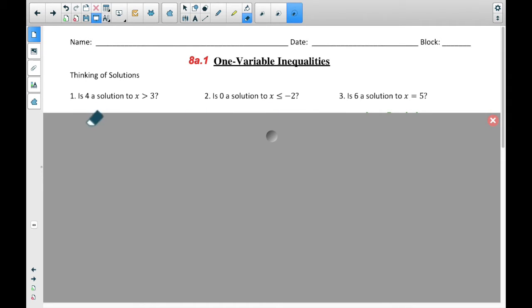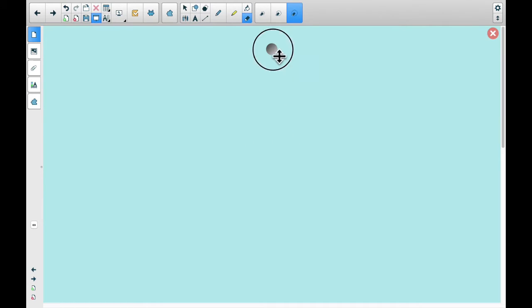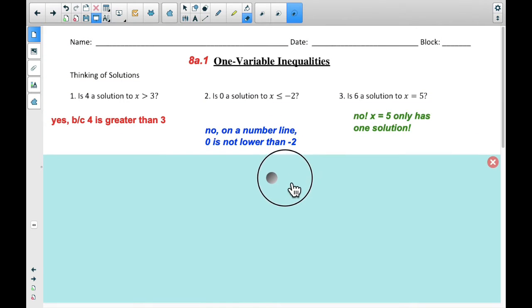So the question here, is 4 a solution? A solution means if you plugged it in for x, would it work? Is 4 greater than 3? That's what that's saying. So yes, 4 is greater than 3. Is 0 a solution to this? No. Sometimes people get confused with the negatives.